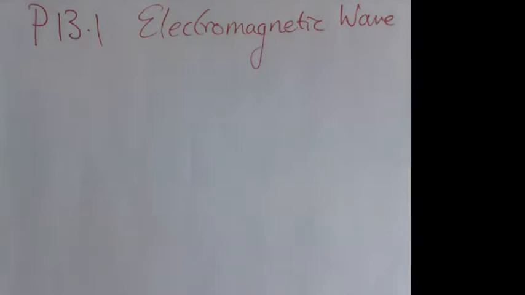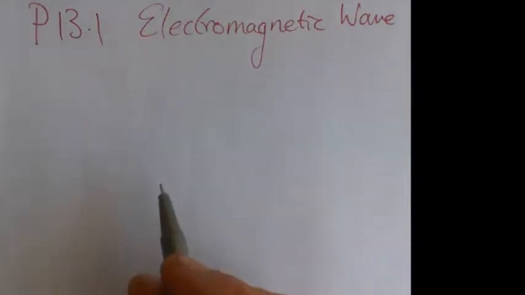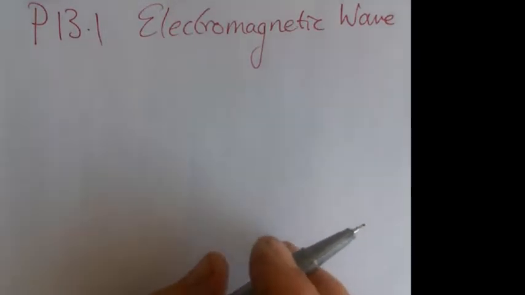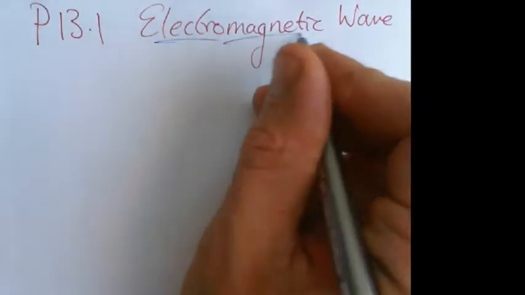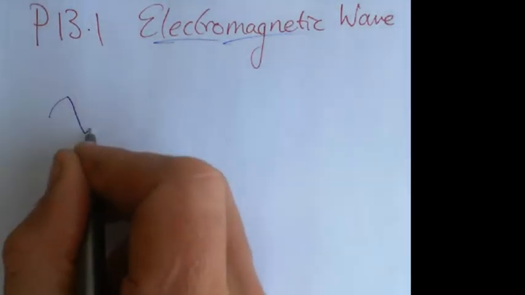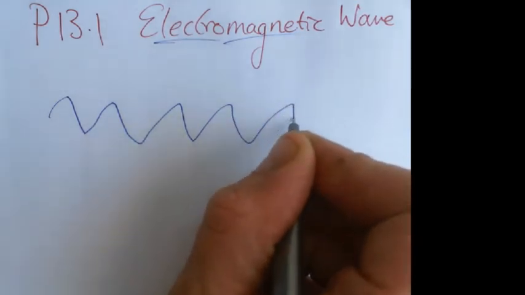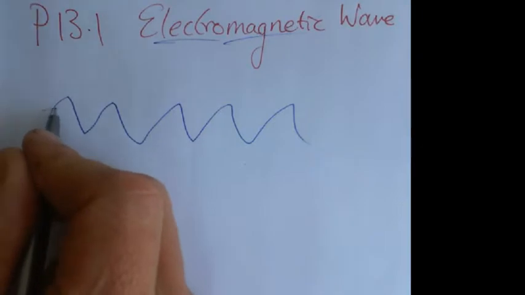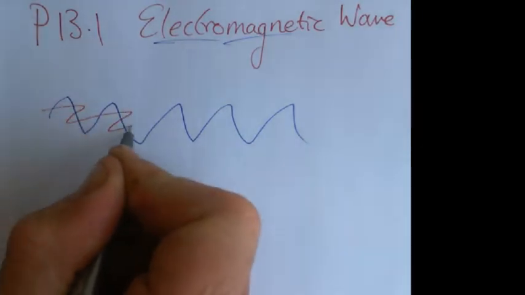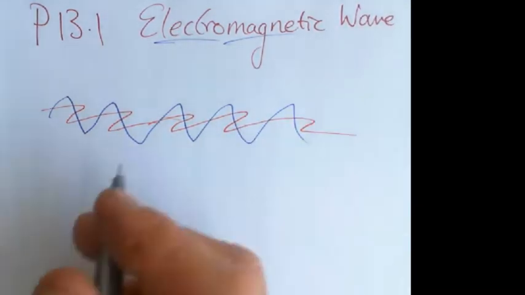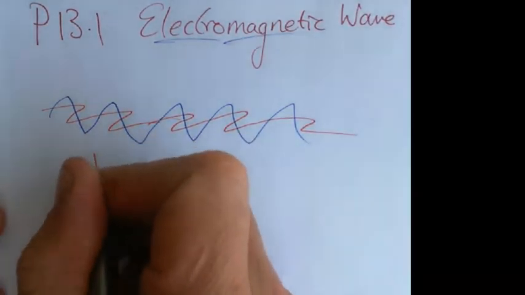Okay, so P13.1, electromagnetic wave. I told you about waves, told you electromagnetic wave is a type of transverse wave, but it's a very, very special type of transverse wave, and the clue is in the name, electromagnetic. What an electromagnetic wave is: if you've got an electric field, it automatically creates a magnetic field at right angles to it. Okay, now the advantage of this is it can travel through a vacuum.